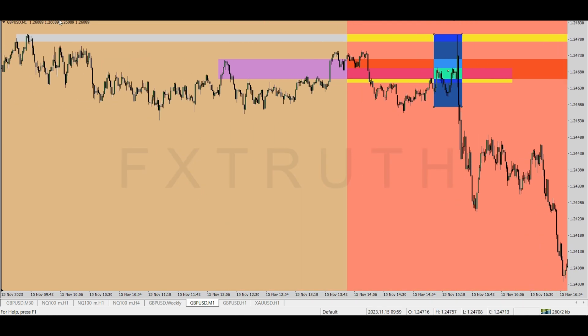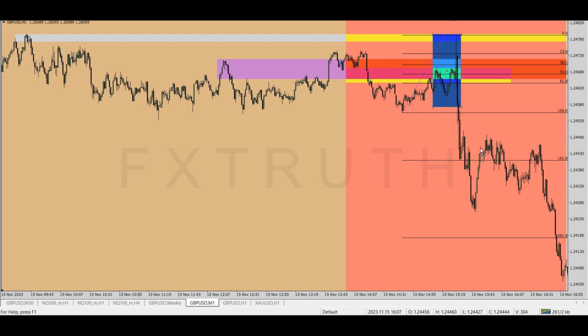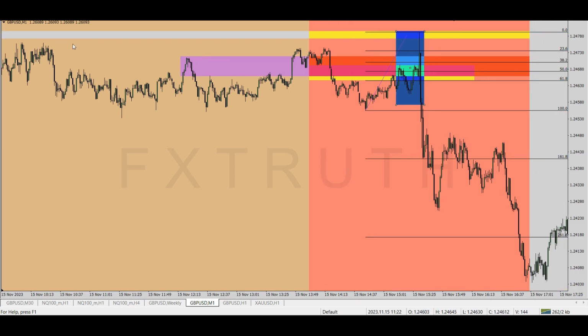Now this is where fib retracement comes in very, very handy. So you want to catch the whole retracement. Now that is what you do here. Now this is your 161.8 level right there. So you mark this out in time right here.